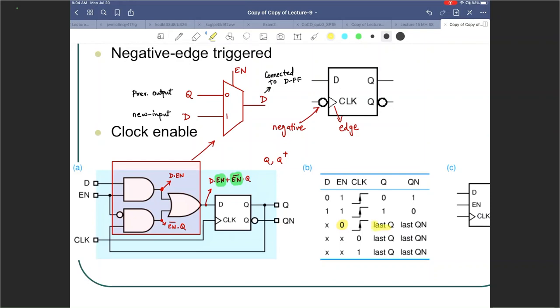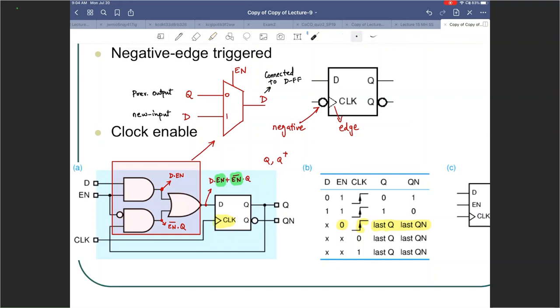Q is the same as last Q in this. No matter if you have the positive edge triggered or not, right? Because the positive edge triggered over here, this is controlling that. However, if there is no change in the input itself, then there is no change in the output because it's a data flip-flop.